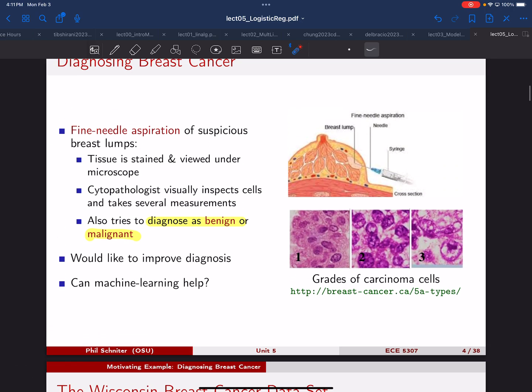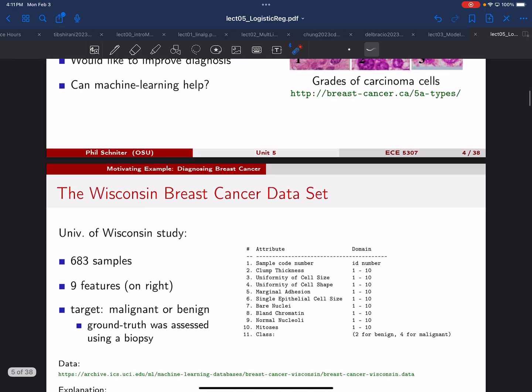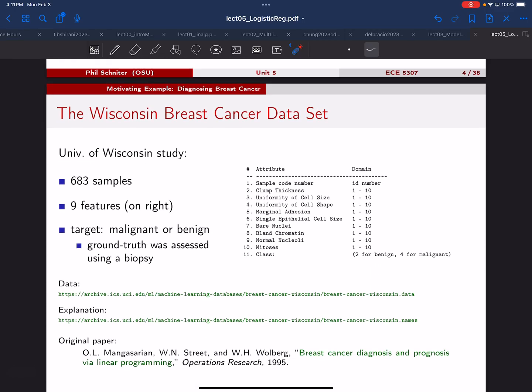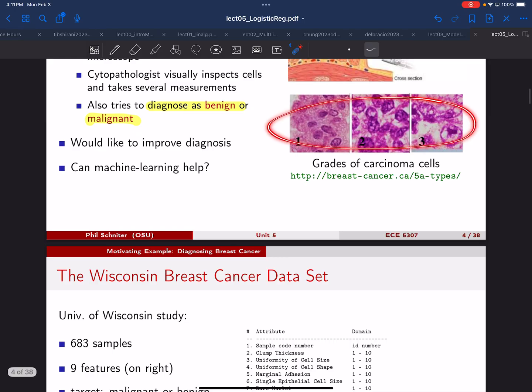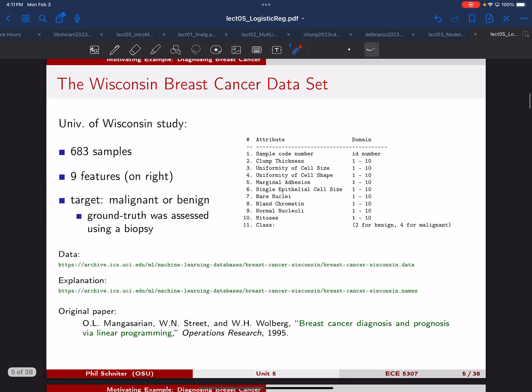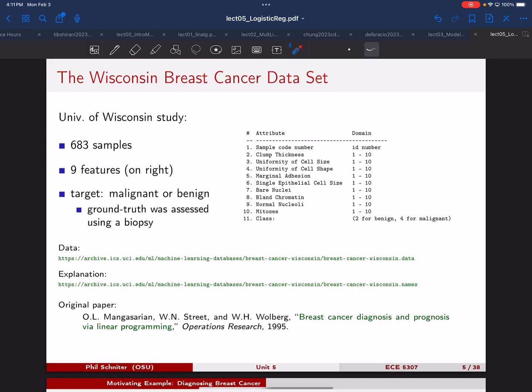And so another thing that this medical person does is, basically they collect all these measurements, and then they also make a diagnosis. And so we want to know if we just had the measurements from the different things they scored here, could we do a better job of making the diagnosis just with machine learning?